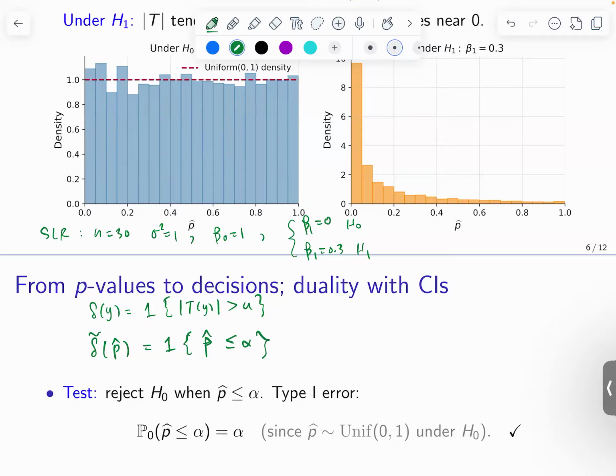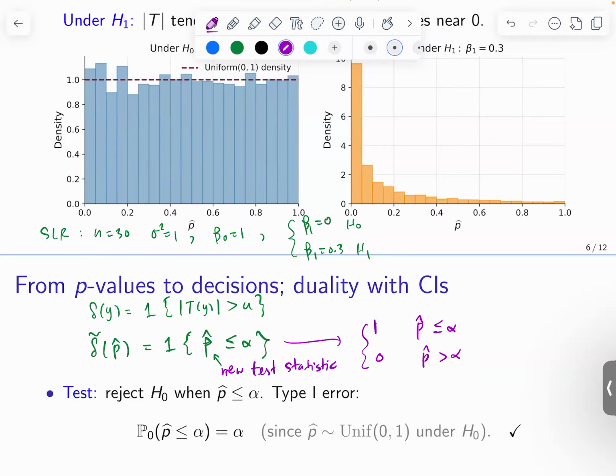And rather than rejecting for large values of the statistic, now we reject for small values of the statistic. So p hat is a statistic. This is my new test statistic, and I compare it with alpha. If it's less than alpha, I'm going to reject. So this is just really saying reject if p hat is less than alpha, do not reject if p hat is bigger than alpha.